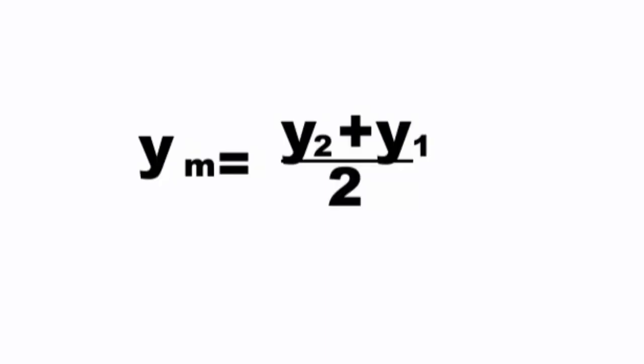In the same way, y sub m is equal to y sub 2 plus y sub 1 divided by 2. These are the formulas for the coordinates of the midpoint.